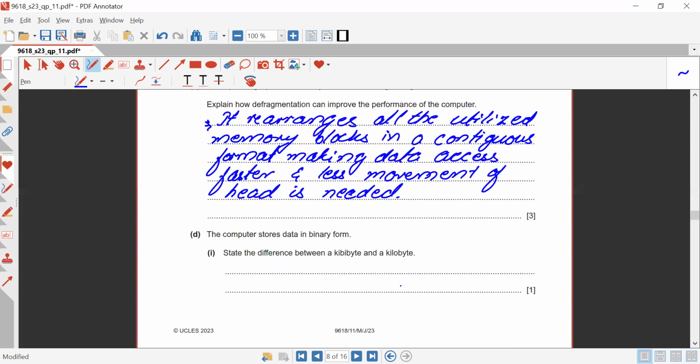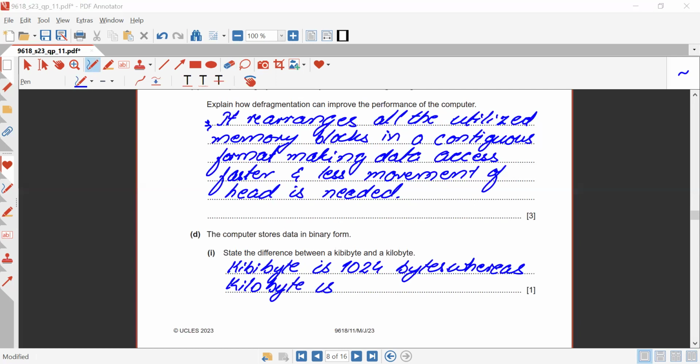Coming towards D1, now what does it say? The computer stores data in the binary form. State the difference between KiB and a kilobyte. So a KiB is 1024 bytes, whereas a kilobyte is 1000 bytes.